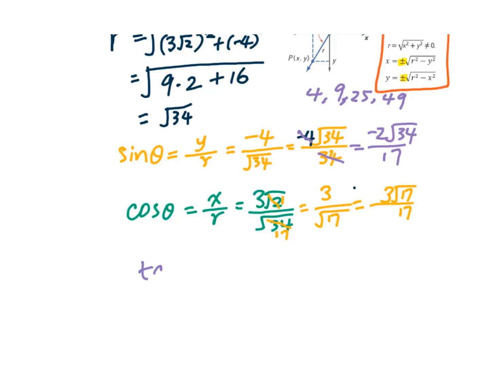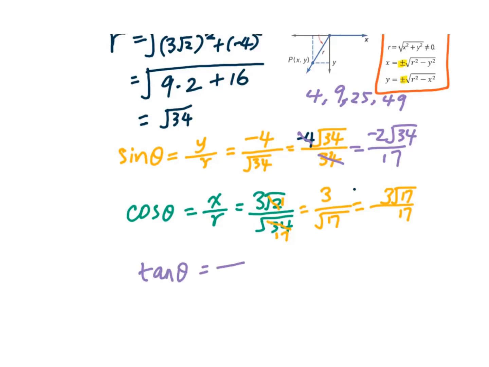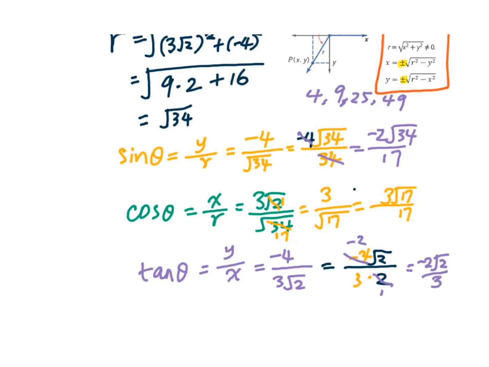For tangent theta, you will get y over x, which means -4 over 3 square root of 2. So square root of 2 over 2. Then we got -4, 3, carry on. Reduce here. 1, here is -2. So we got -2 square root of 2 over 3.